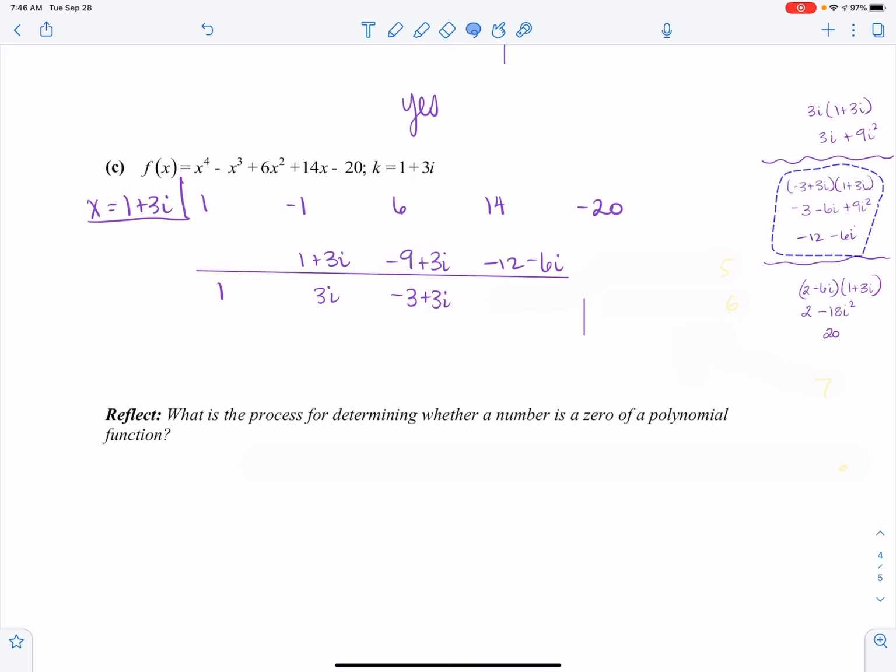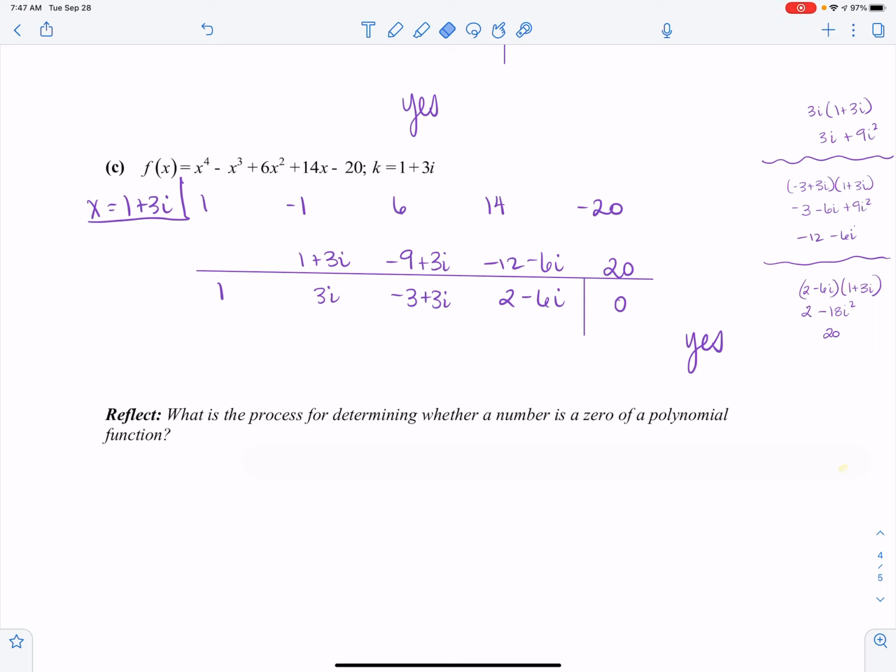Once again, you can see over here I've got some work to show this. -3 plus 3i times the box gives me -12 minus 6i. Combine like terms, and I'll get 2 minus 6i. Go to the right to see my work for the multiplying. I get a positive 20. My remainder is 0, so yes, 1 plus 3i is a 0 for this particular question.